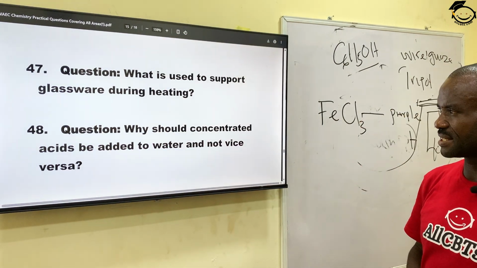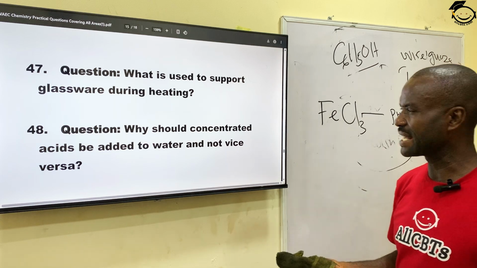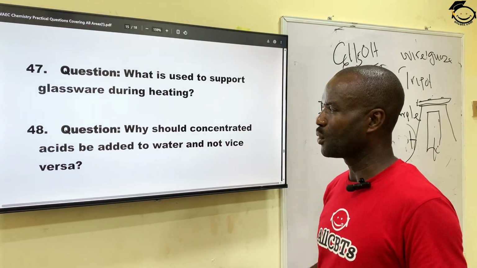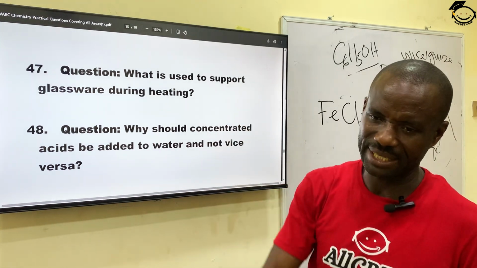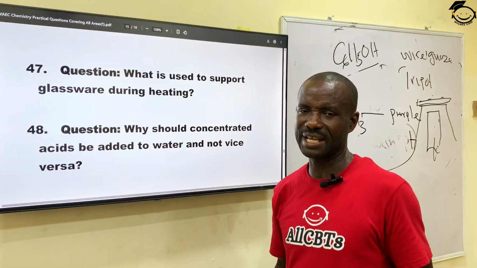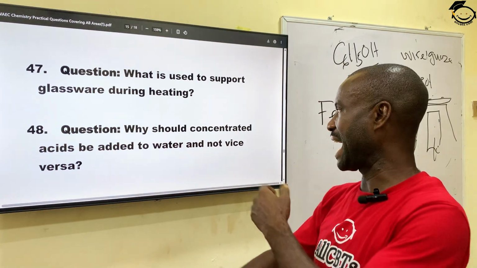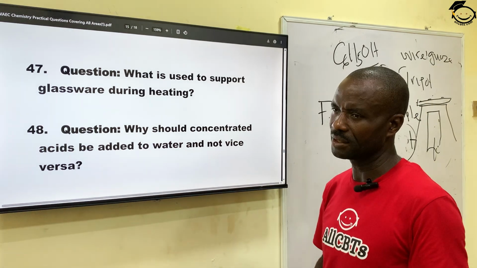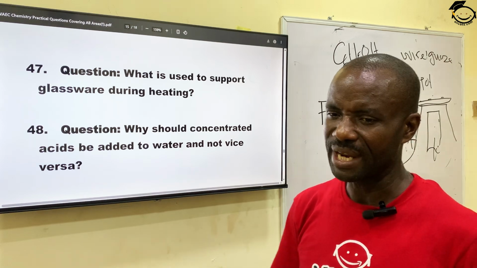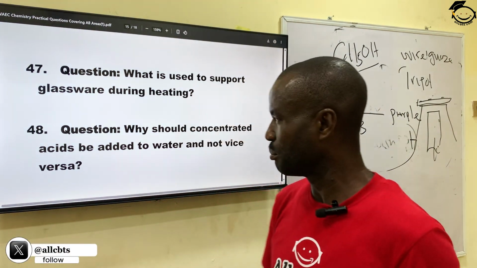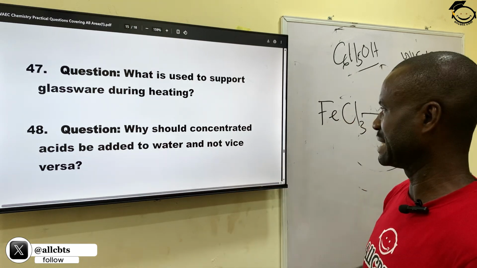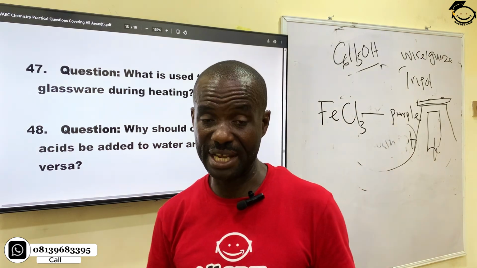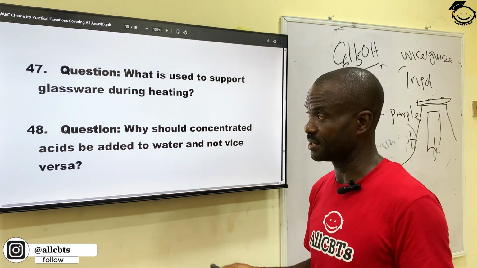Question 48. Why should concentrated acid be added to water and not vice versa? Meaning, why should we not add water? If you want to dilute a concentrated acid, why should we rather add acid to water and not water to acid? You do this to avoid explosion in the laboratory, because by the time you add water to acid, you bring about an exothermic reaction, which can cause an explosion in the laboratory, which is risky.